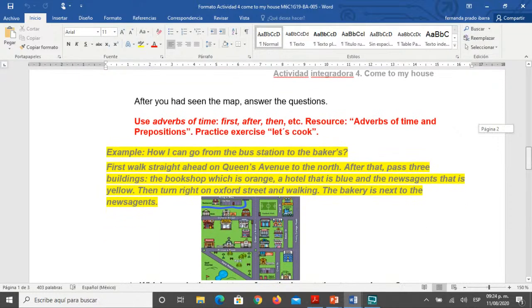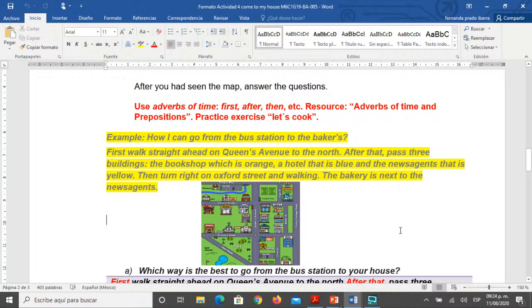After we saw the map, here we have it again, so we don't forget where the places and the avenues are. We have to answer some questions using adverbs of time and prepositions. The example of the interactive activity asks: how can I go from the bus station to the baker's? So I first have to locate on the map where the bus station is, okay? The bus station is here, okay? And how can we go to the baker's?